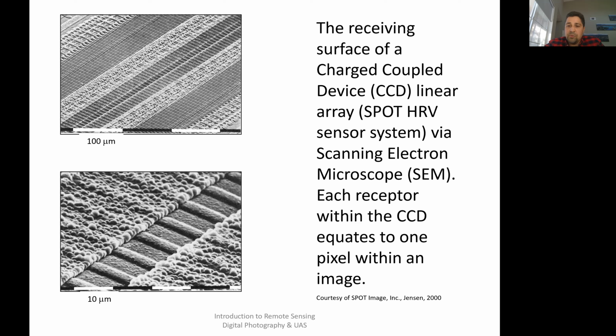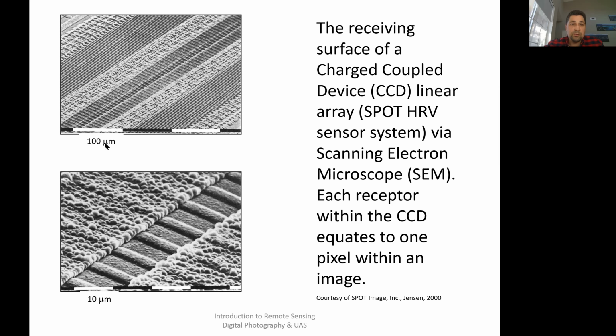Each receptor within the CCD equates to 1 pixel within the image. The reason I'm showing you this is just a look behind the scenes. I'm not expecting you to understand all those little bits and pieces, but this is what a sensor is going to look like when you zoom in real close. And what we're seeing here is a difference in pixel size, 10 versus 100.